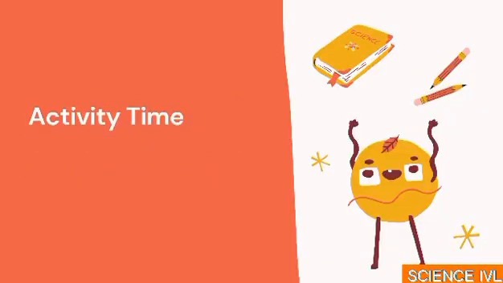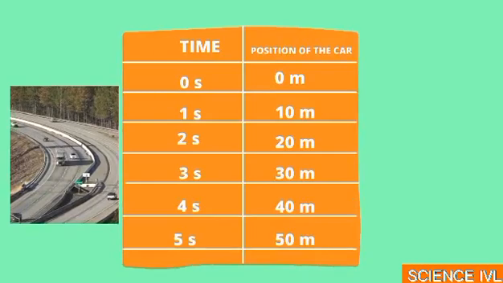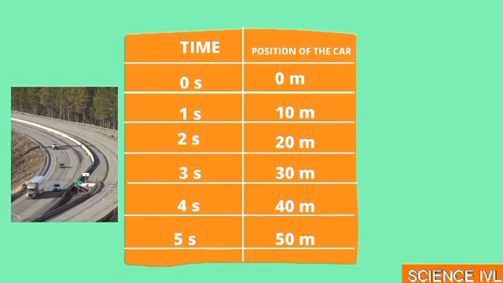And now, let's try to graph. Let's apply what you have learned. You are going to plot the position of the car in a given time interval. Get your graphing paper and we will start graphing the given data. Look at the table and understand how you are going to plot them one by one.